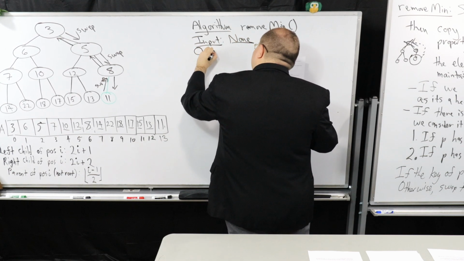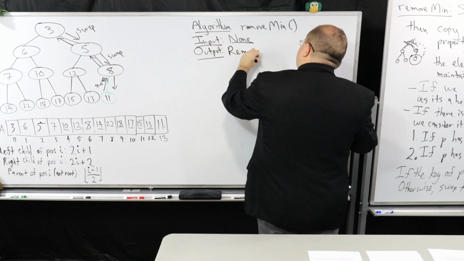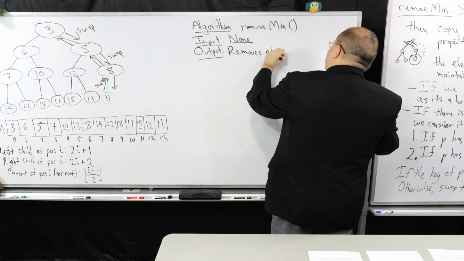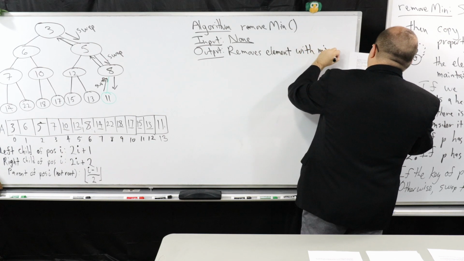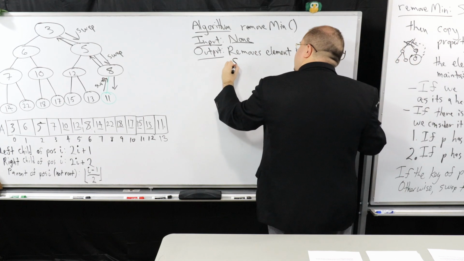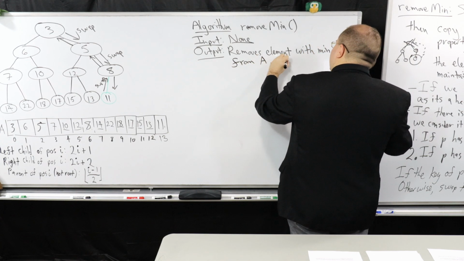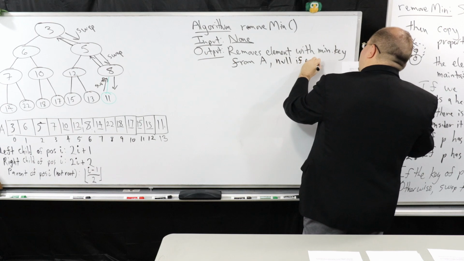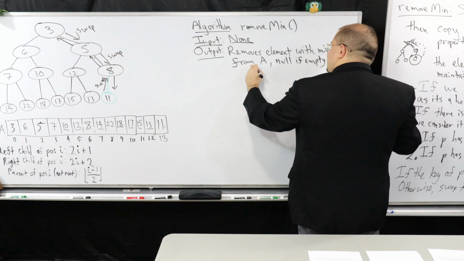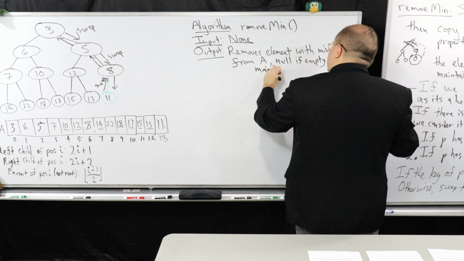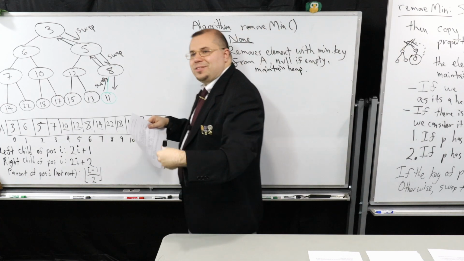Output: it removes the element with minimal key from A. Null if empty. So remember, if there are no elements, you had better return null or something. And of course, we maintain that it's a heap. We want to make sure we maintain those properties.